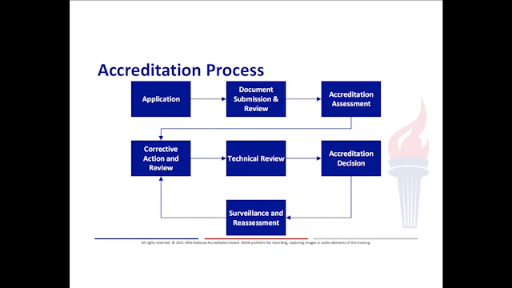Once that's gone through, we go through an accreditation assessment. Based on that, we may be issuing corrective actions. Once those are addressed, we'll go through a technical review. In our case, it requires at least 3 different levels of technical review, each independent of the other. We go through an accreditation decision and decide to either grant accreditation or not. And then we begin a cycle of surveillance and reassessment, with that surveillance or reassessment taking place each year.